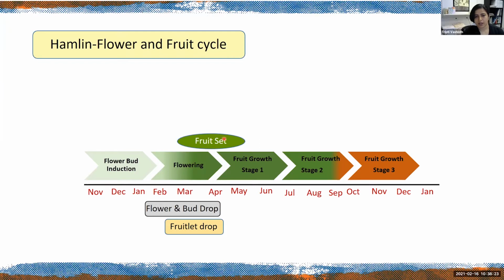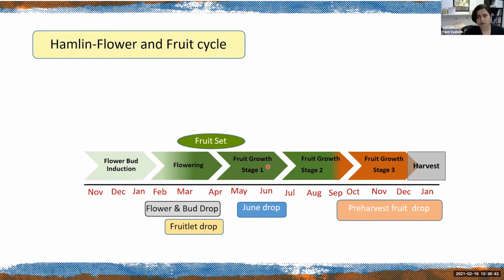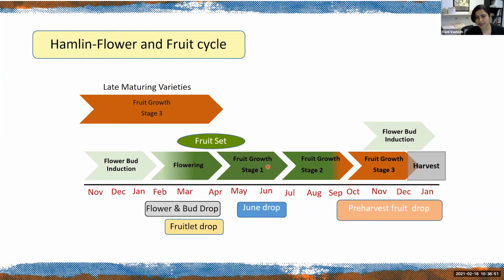Then in May, June, sometime in Florida, it usually happens in May. That's pretty much when the fruit are very young and developing. You see June drop happening. And then sometime from October to December, in case of Hamlin, you start seeing the pre-harvest fruit drop, and you have the harvest. At the same time, there's flower bud induction going on. And the reason why I want to show this is that anytime you have the fruit in the tree, there's something happening for the next season's crop.